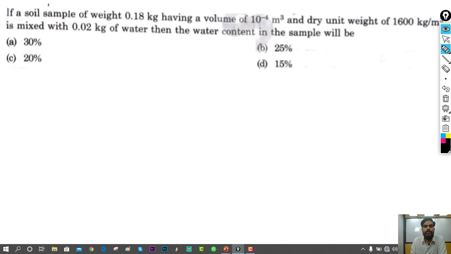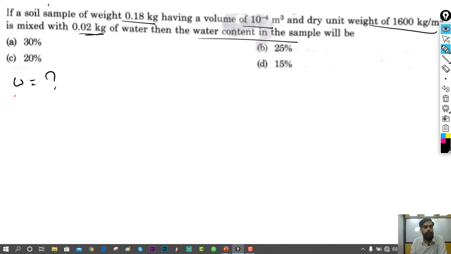Yeah guys, in this question, what is given is a soil sample of weight 0.18 kg, having a volume of 10 to the power minus 4 meter cube, and dry unit weight is 1600 kilogram per meter cube, mixed with 0.02 kg of water. Then we need the water content in the sample. So guys, we have to find the water content of this soil.